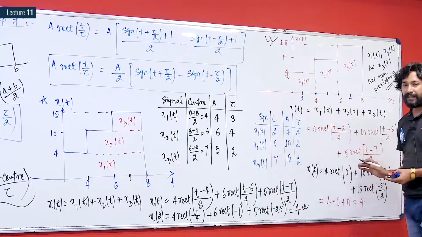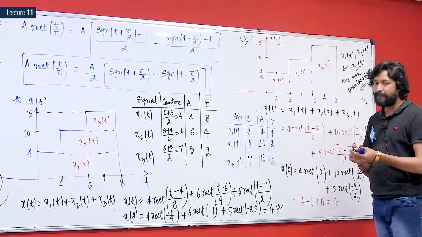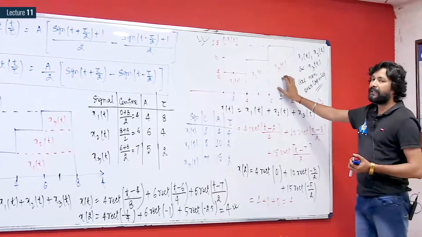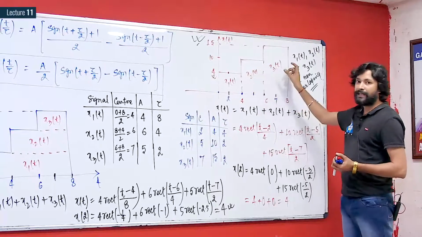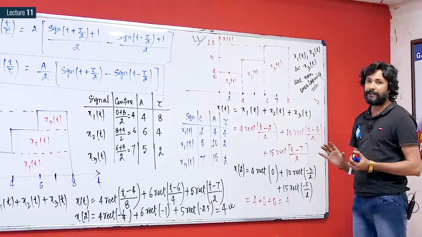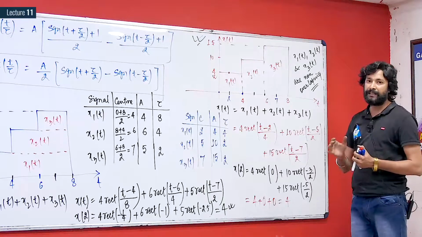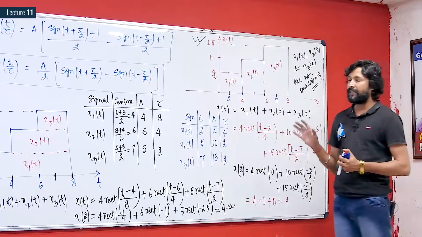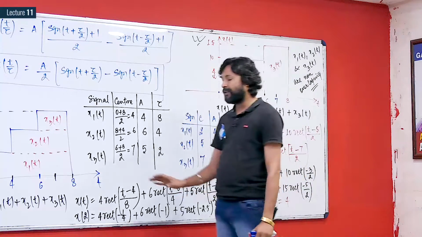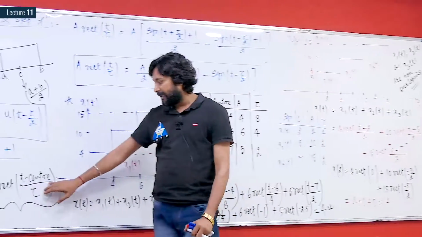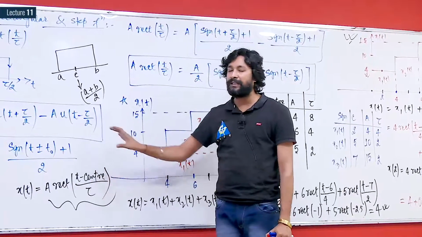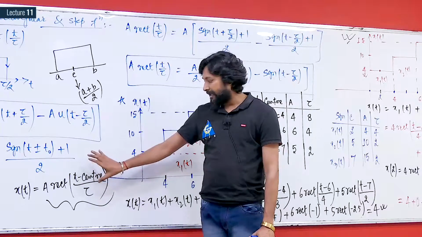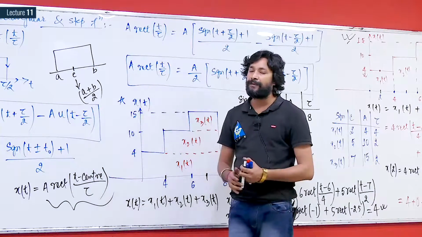So both the representations are correct, you can go with either one, but we will be preferring the method of taking x1, x2 and x3 to be non-overlapping signals, because due to overlapping some more complexity will be added to the problem. So we have seen the representation, rect of (t minus center) upon tau, how we can use it to plot a rectangular function, and how this representation can be used to identify the expression for the given plot.